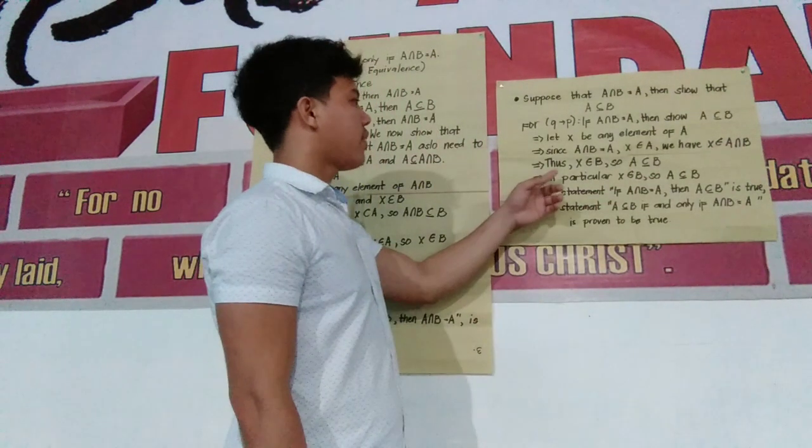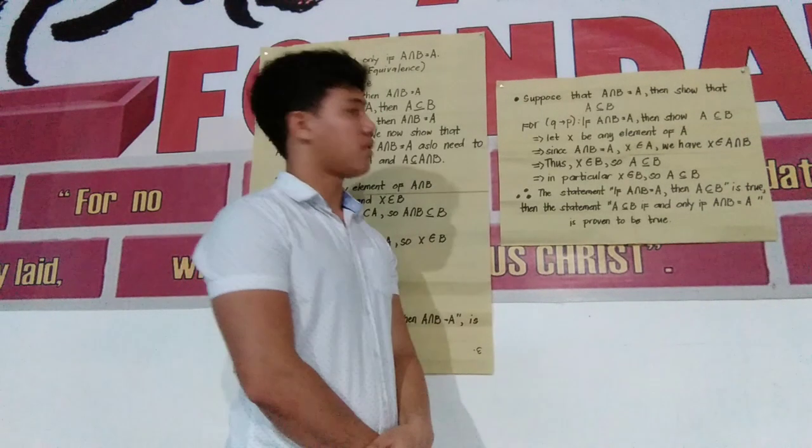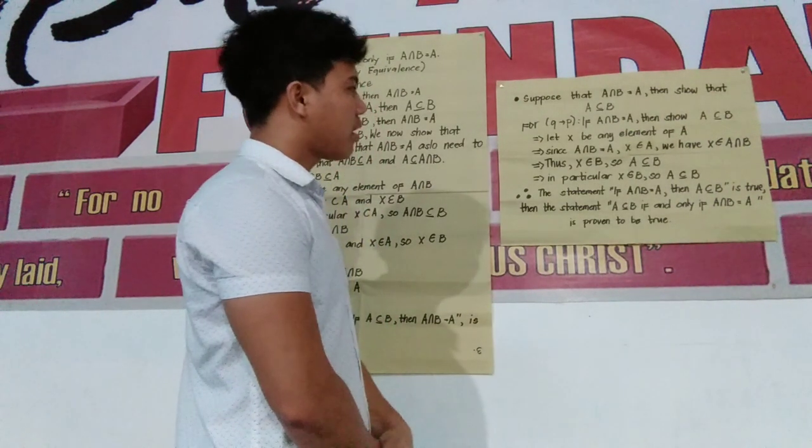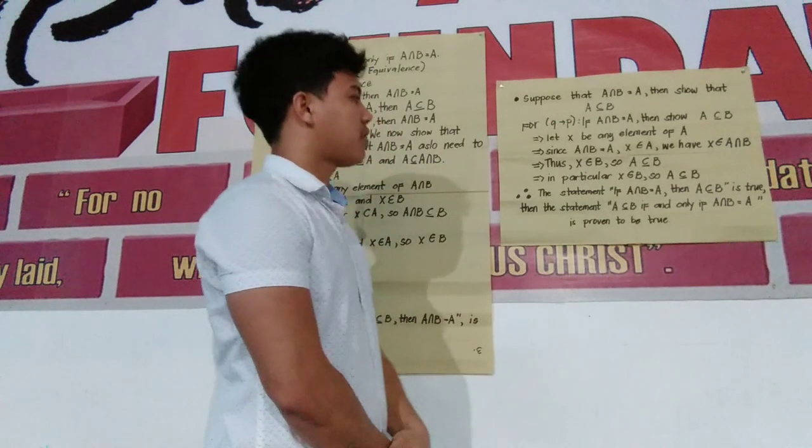Thus, we have X is an element of B. In particular, X is an element of B. So A is a subset of B.